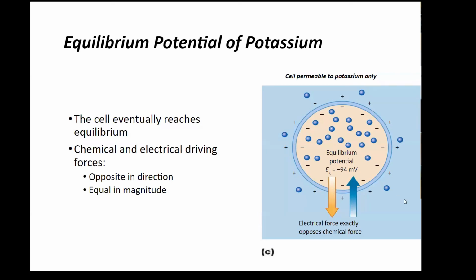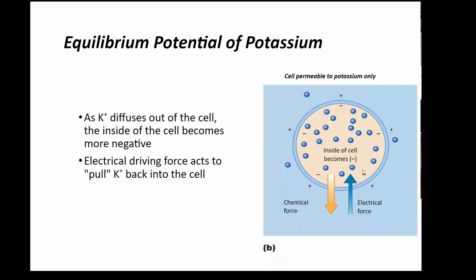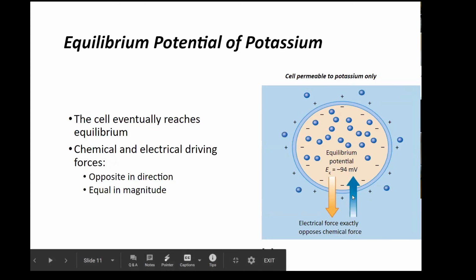I'm going to flip back a slide for a second. So here we saw that this electrical force was quite small at first. So something that affects the magnitude of the electrical force is how big that charge in the cell is. So the more and more negative the inside of the cell becomes, the harder and harder it's going to pull on a positive ion. So as we make the cell more and more negative, this electrical force grows and grows and grows. And when we hit negative 94, that equally opposes our chemical driving force.